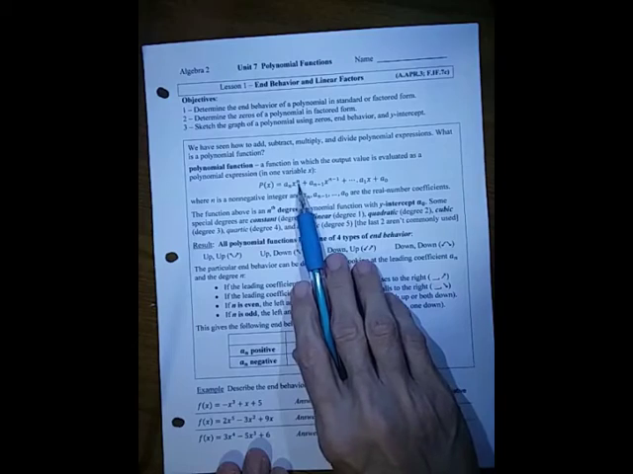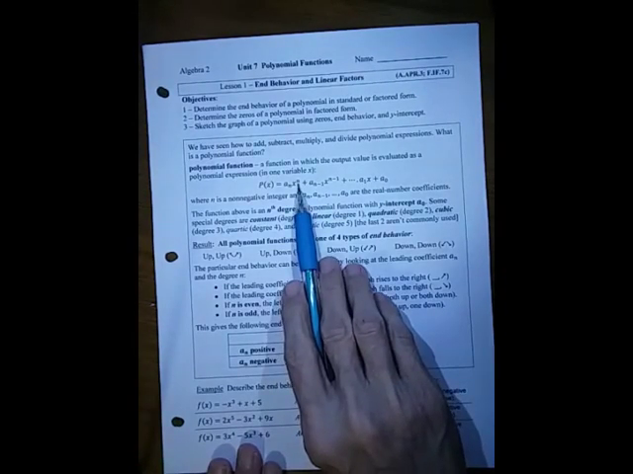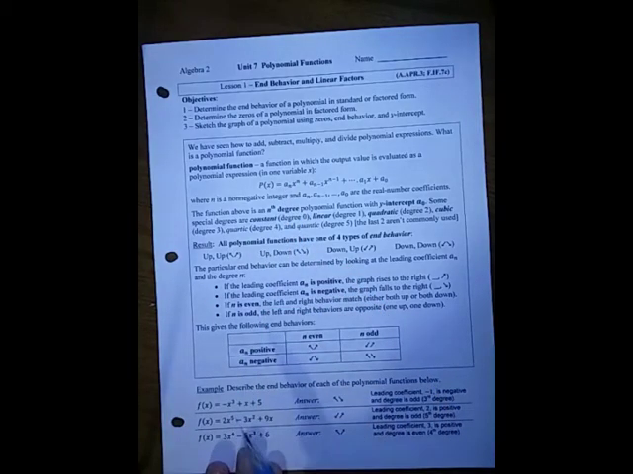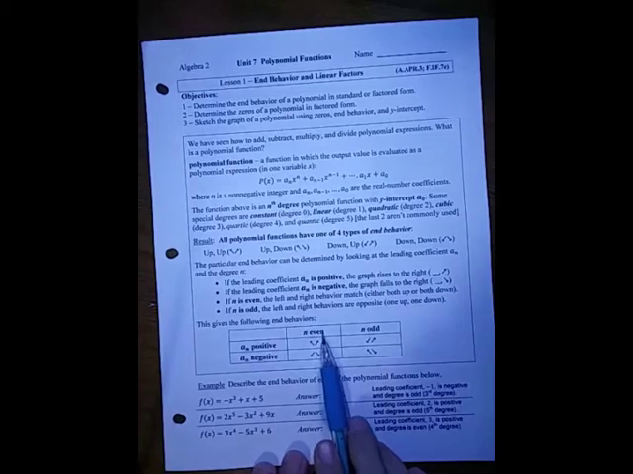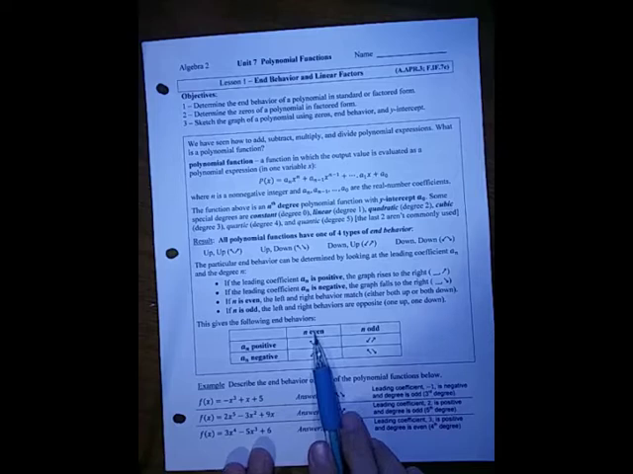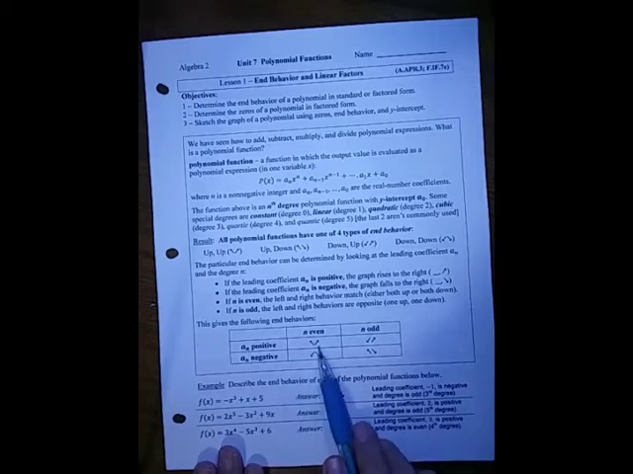When this number n is even, either both ends go up together or both ends go down together. And if n is odd, one end goes up and one end goes down. If the leading coefficient is positive, the right side will go up, and if it's negative, the right side will go down. So if n is even, meaning second degree, fourth degree, sixth degree, and so on, and the leading coefficient is positive, they will both go up, and if it is negative, they will both go down.